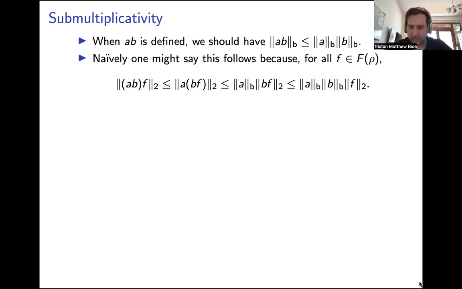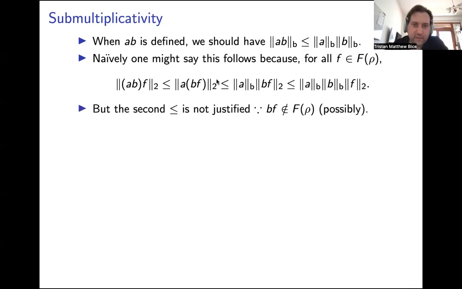I don't know if anyone can spot the problem here. The problem is basically that this inequality is not justified, not yet anyway, because while F is finitely supported, BF definitely need not be finitely supported anymore. And so we can't simply use the definition of the B norm, which remember only applied to finitely supported elements. It was the supremum of the 2 norm of AF over the 2 norm of F, but only for finitely supported F. So in particular, we can't apply this to BF. This is the key issue.